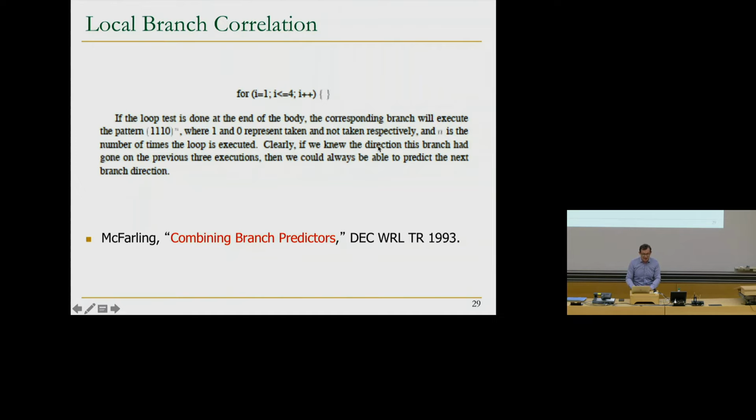Clearly, if we knew the direction this branch had gone on the previous 3 executions, then we could always be able to predict the next branch direction, right? That's true, because it always repeats the same pattern. 1, 1, 1, 0. Taken, taken, taken, not taken. Repeating.